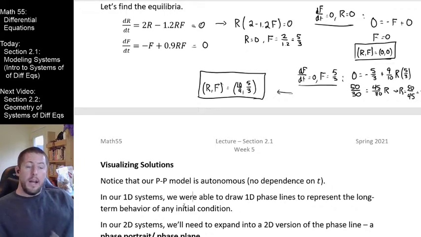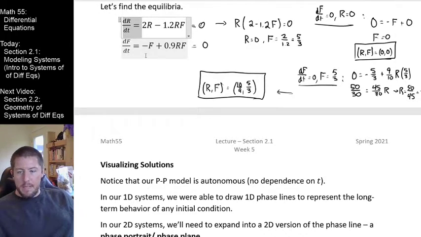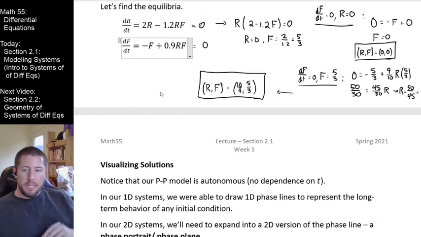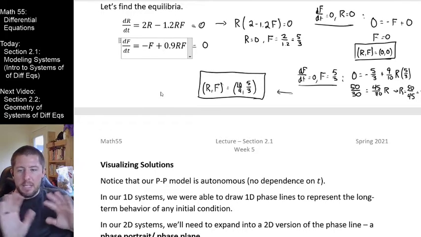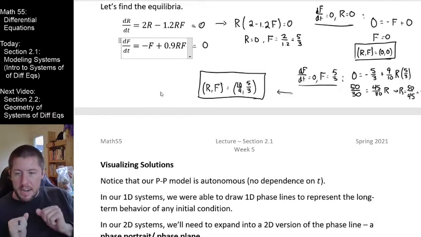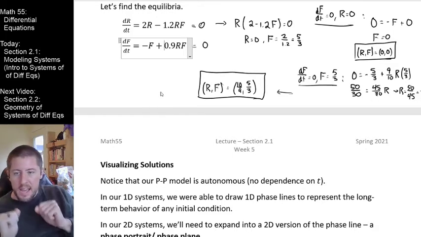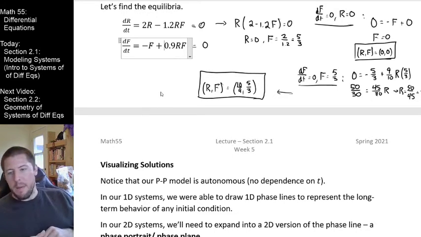Holy cow. It's autonomous, right? I don't see any t's in here. That is a derivative with respect to time. It is describing how the rabbit population changes over time. But the point is here, if there are 100 foxes and 50 rabbits, the changes that I expect for them both to experience from that initial condition are the same today as if we were in those conditions a month from now.